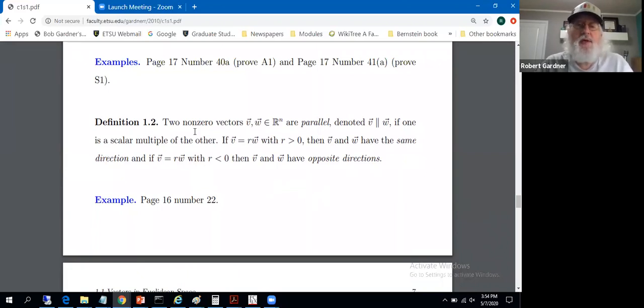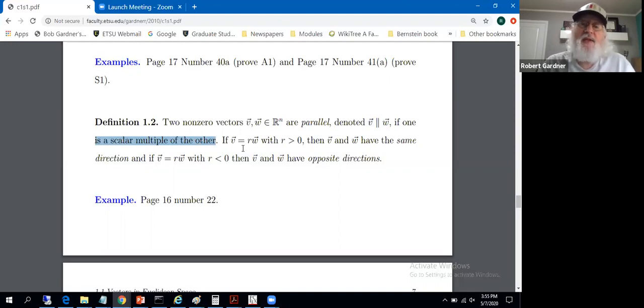Definition 1.2 says, two non-zero vectors, v and w, in Rn, all our vectors will be from Rn in Chapter 1 and Chapter 2. Not all our vectors throughout this course will be from Rn. We'll see some other vectors, but Chapters 1 and 2, vectors from Rn. Two non-zero vectors, v and w, are said to be parallel, denoted with two little vertical lines as given here. Probably a symbol you had in high school geometry when you talked about parallel lines. So this is something new. This is parallel vectors. These vectors are said to be parallel if one is a scalar multiple of the other.